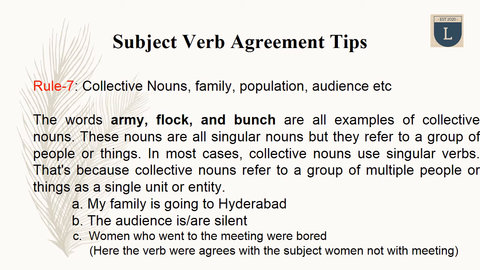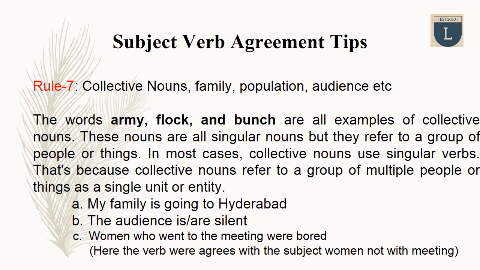Rule number 7: collective nouns like family, population, audience, etc. all need to take a singular verb. The words army, flock, bunch are all examples of collective nouns. These nouns are singular, but they refer to a group of people. In most cases, collective nouns use singular verbs, because they refer to a group of multiple people or things as a single entity or unit, isn't it? So my family is going to Hyderabad.